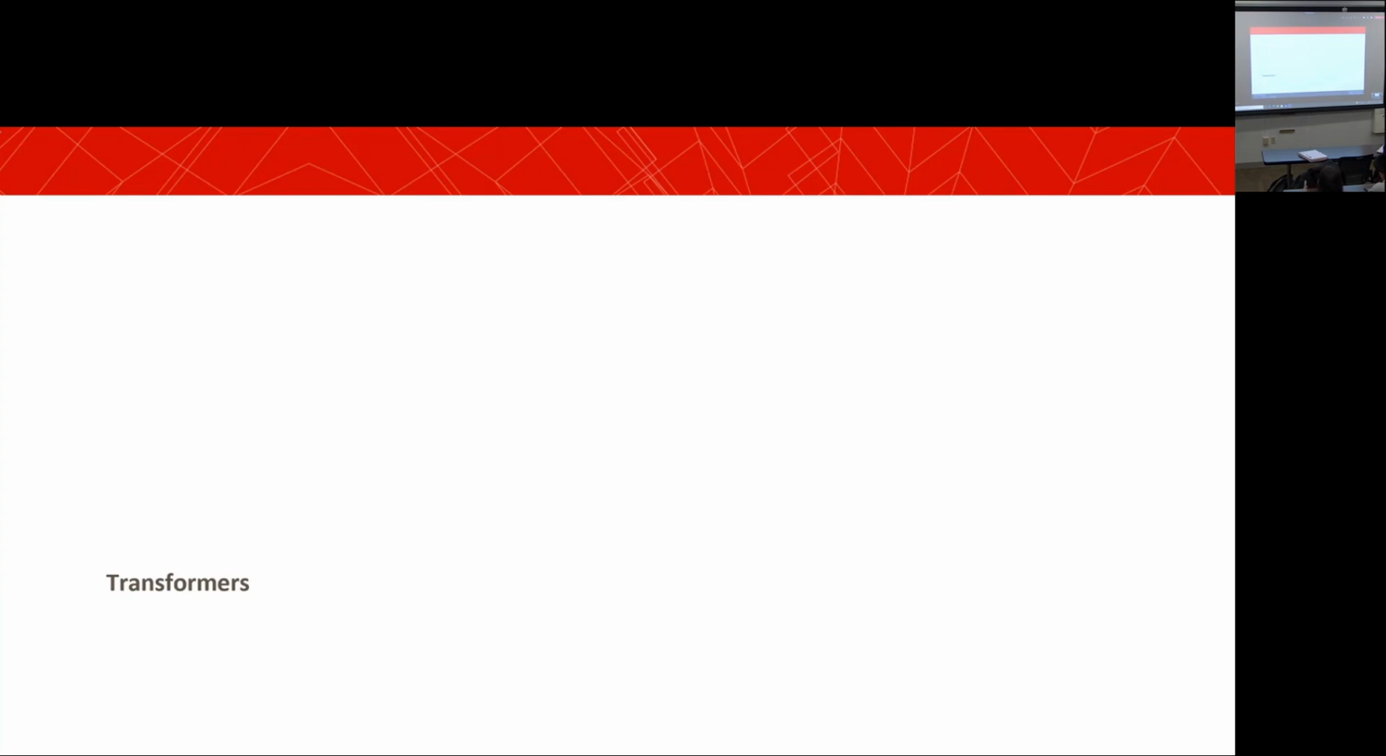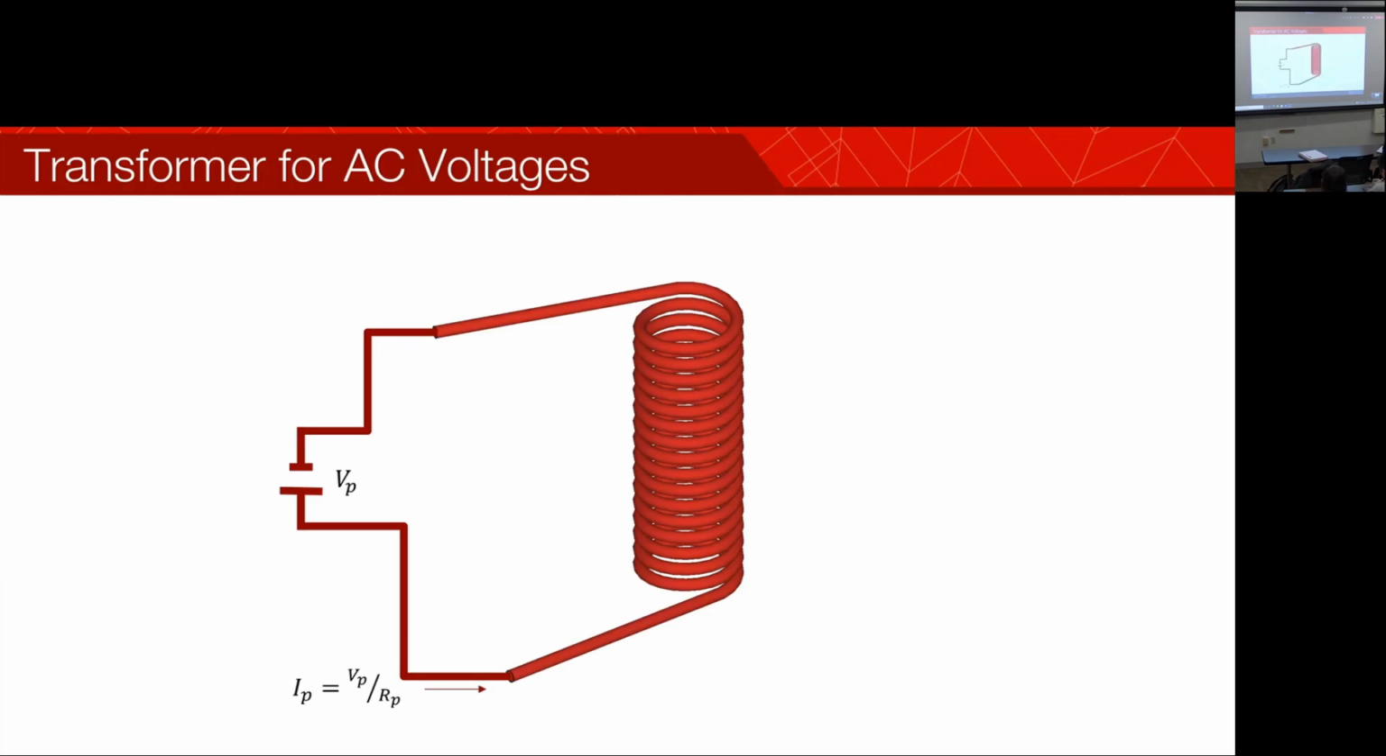But transformers: why do we use AC electricity instead of DC electricity? We know that if we have a voltage and a wire, that wire has some resistance, which will create a current through this wire. V equals IR, so I equals V over R. This coil has some resistance, R_P. And if I drew this as my power source, is this providing AC current or DC current?